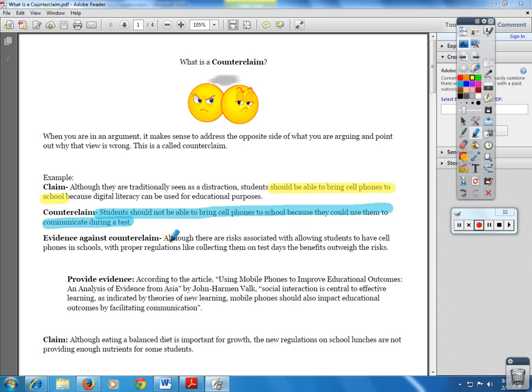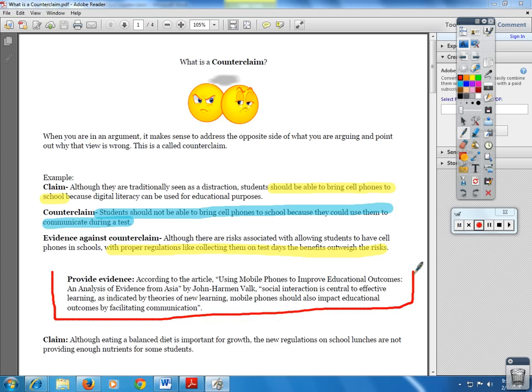So I write, although there are risks associated with allowing students to have cell phones in school, with proper regulations like collecting them on test days, the benefits outweigh the risks. So I say, no, they're not going to communicate during a test because we can collect them on test days. Okay? And then I brought some evidence from an article, which you'll bring evidence from the Anne Frank play.